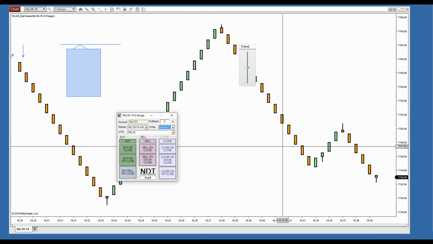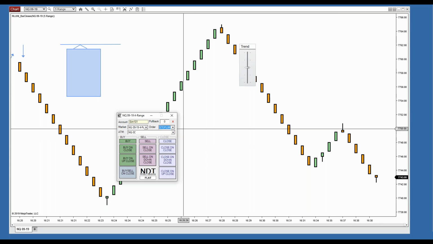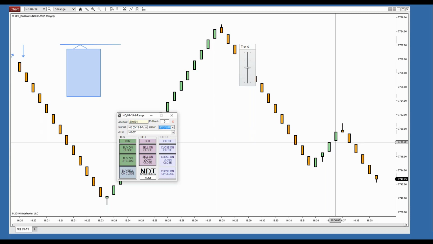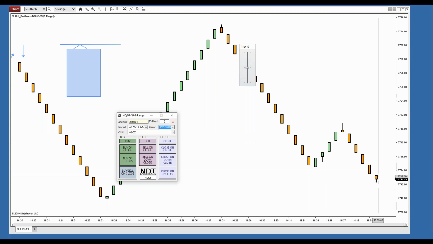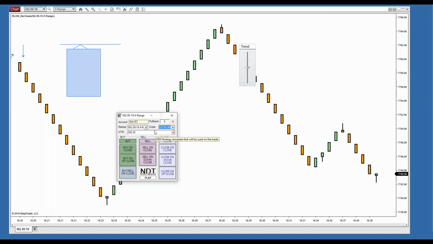Now, with this tool, it really doesn't matter a whole lot, but I like to take the stop limit order on the down close, because my goal is to minimize slippage, and I want to guarantee that I'm going to get the price that I want. And this tool is going to do its best to get you that price.